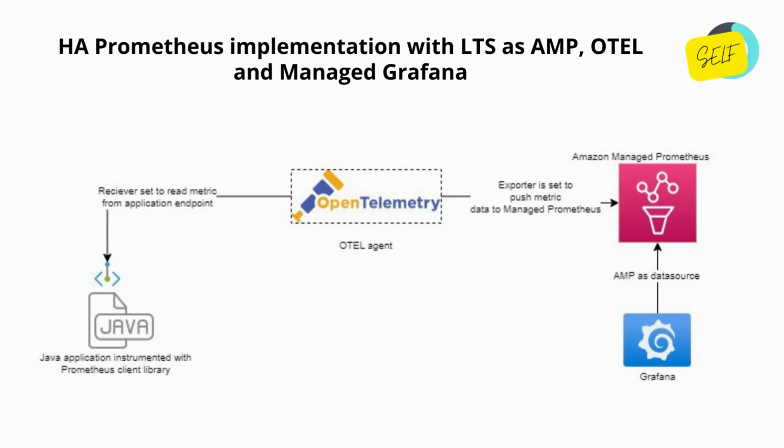Open telemetry's receiver end is set up with the Java application, where it is reading the data from the HTTP endpoint where the metrics are exposed, and then doing some processing over the metrics. Let's say I decide, I want to filter these metrics only, I don't want to export all the metrics. So those processings are done in open telemetry, and then I'm exporting that data to Amazon Managed Prometheus over remote write. Now again we can integrate Grafana with the AMP to create the visualization over there.